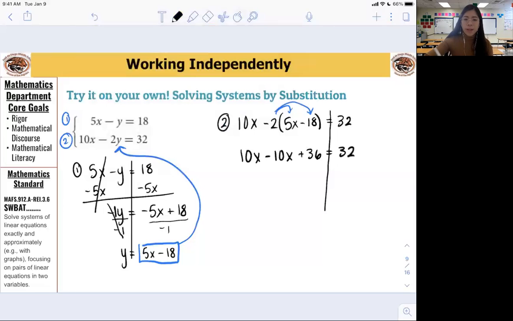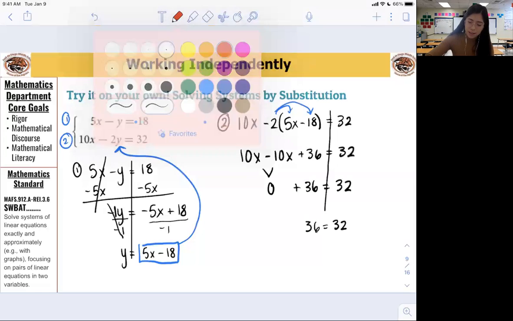Combining like terms, what do I get? 0. Yeah, 10 minus 10 is 0. So I end up with 36 equals 32. Ladies and gentlemen, does 36 equal 32? No. It does not. It very much does not.